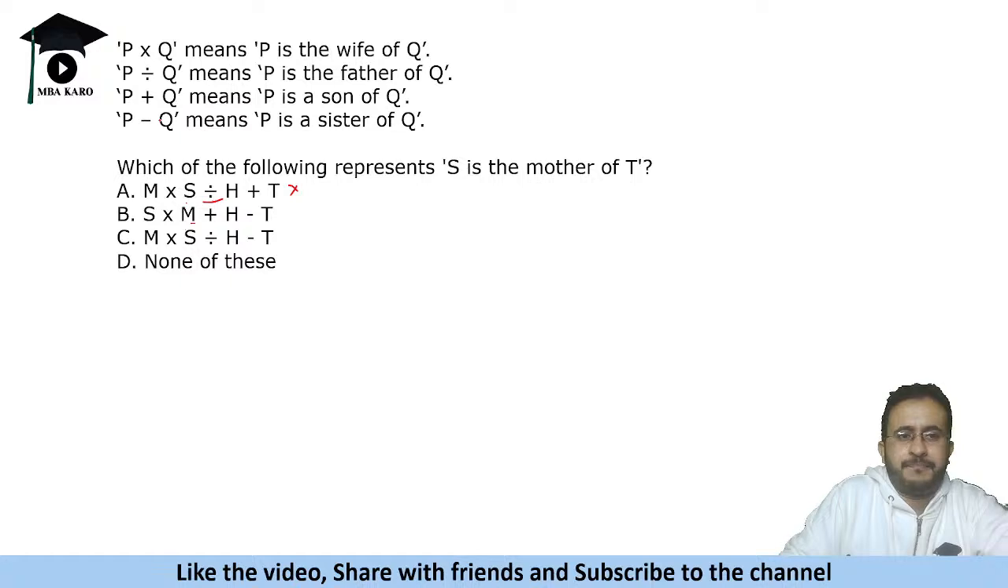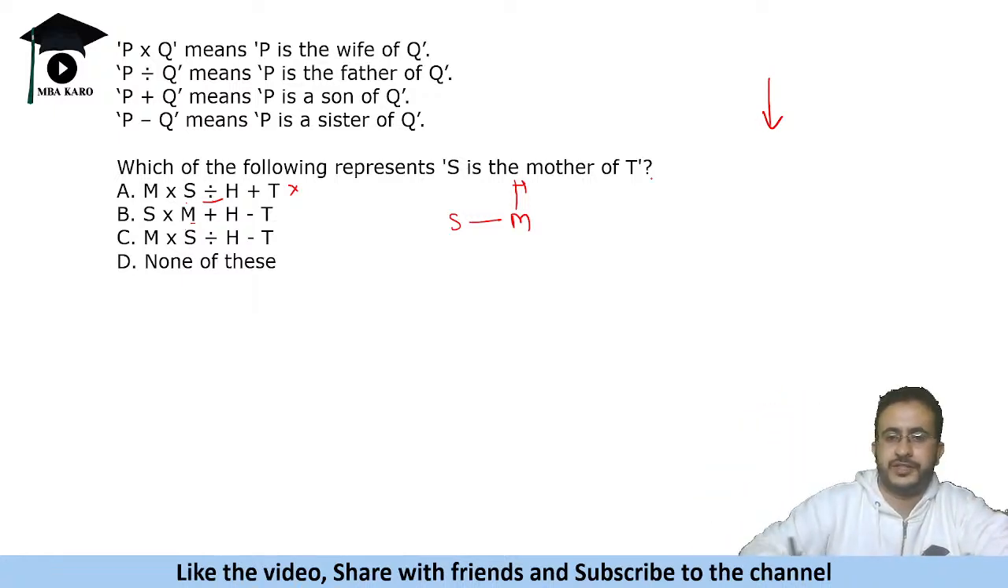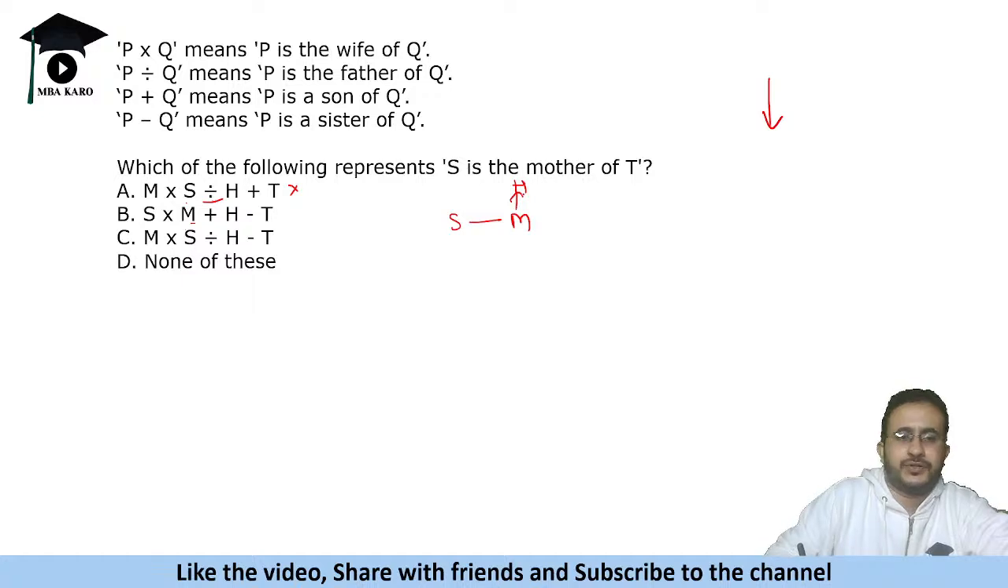Fine. M plus plus is the son of Q. Okay. So S is the wife of M and M is the son of H, right? Now, in order to be a mother, the relation should go in the downward direction, like from this generation to this generation. But in this case, it has gone to this generation. So S should be in a higher generation, but in this case, S is going in the lower generation. So this is not correct.